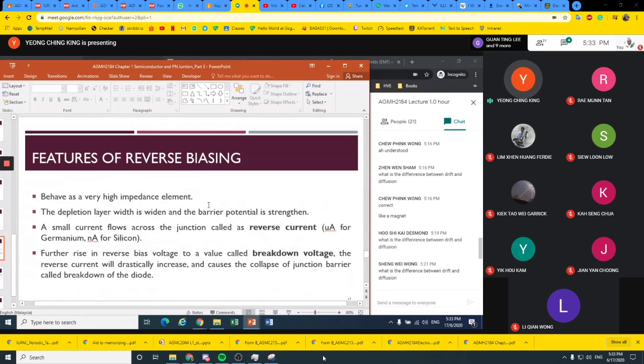And with a further rise in the reverse bias voltage to a value called the breakdown voltage, the reverse current will drastically increase and cause the collapse of the junction barrier, called breakdown of the diode.